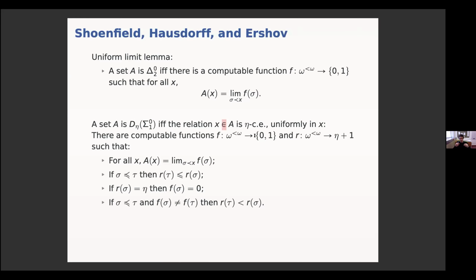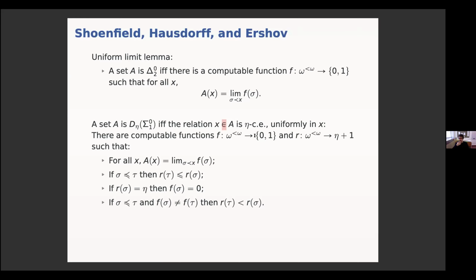So remember, eta CE means I have a guessing procedure, which is just like the limit lemma, except that on the side, I'm specifying an ordinal below eta. And if I want to change my mind about my guess, then this ordinal has to go down. So in some sense, the ordinal gives me a bound on the number of times I'm going to change my mind, where of course this could be infinite, so it's not strictly speaking the number of times. Think of it as: the longer the ordinal, the more space I have to change my mind about membership, right?